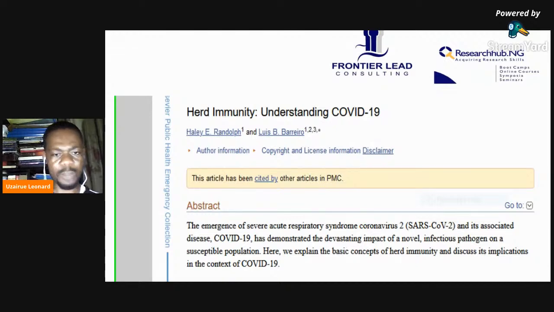Now we know that presently COVID-19 is the main thing that the world is battling. Then, for example, you are looking at herd immunity. Then the next one is understanding COVID-19. Just like what I told you, you can see the title of this article, then you can see the authors, then the abstract. Then go down, you see the introduction and all of that.